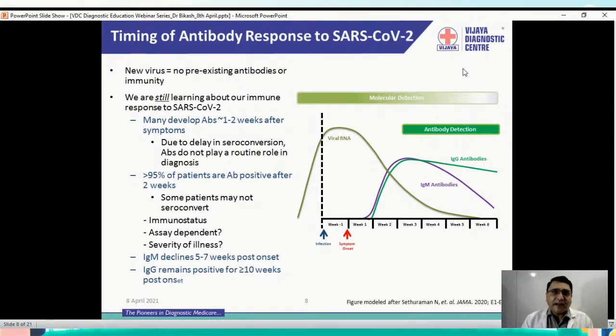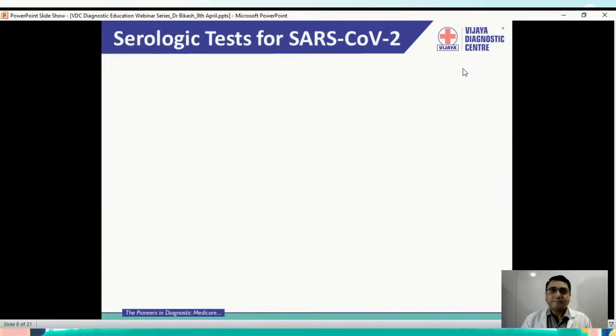Now, IgG and IgM are the two mainstays of antibodies that are detected in the body. IgM declines about 5 to 7 weeks post onset, whereas IgG remains positive for more than 10 weeks post onset. This is still ongoing, because earlier we thought it would stay only for 3 months. Then recent studies state that IgG antibodies may be present in the body for more than 8 to 10 months. The studies are still ongoing.